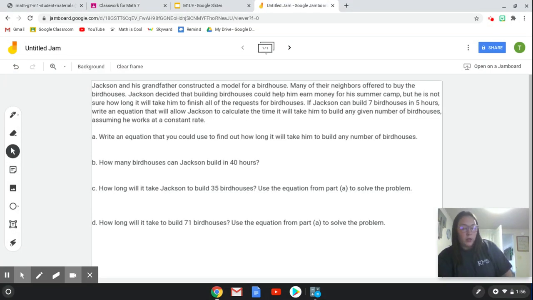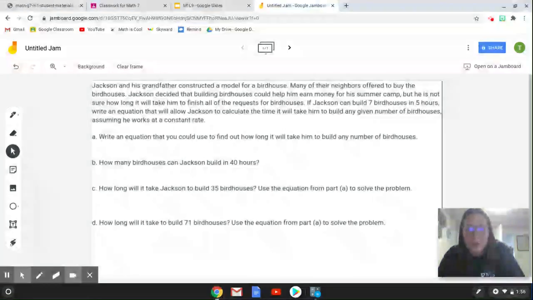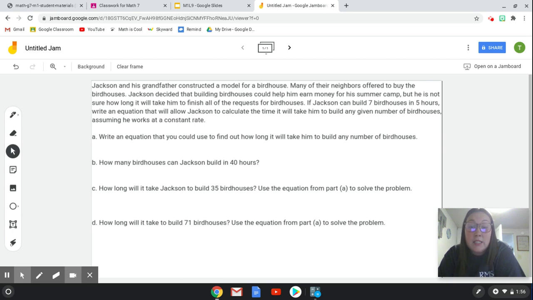We're going to start with this example: Jackson and his grandfather constructed a model for a birdhouse. Many of their neighbors offered to buy the birdhouses. Jackson decided that building birdhouses could help him earn money for his summer camp, but he is not sure how long it will take him to finish all of the requests. If Jackson can build 7 birdhouses in 5 hours, write an equation that will allow Jackson to calculate the time it will take him to build any given number of birdhouses, assuming he works at a constant rate.